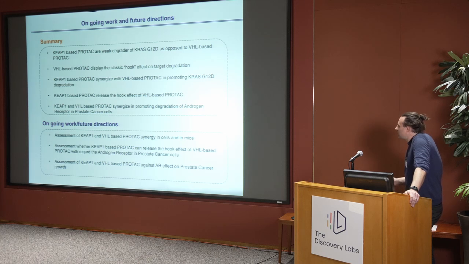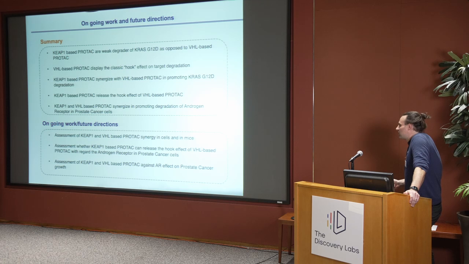KEAP1-based products are weak degraders of KRAS G12D as opposed to VHL products. VHL-based products display the classic hook effect on target degradation. KEAP1-based products synergize with the VHL-based products in promoting KRAS G12D degradation. KEAP1-based products release the hook effect of VHL-based products, and KEAP1 and VHL-based products also synergize in promoting degradation of androgen receptor in prostate cancer cells.